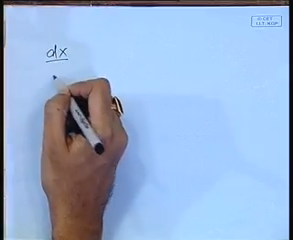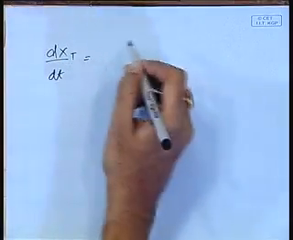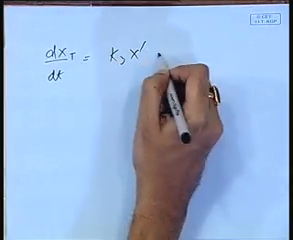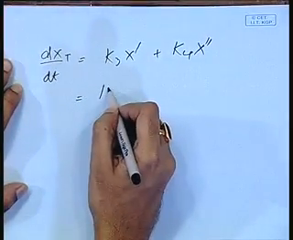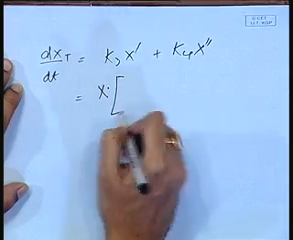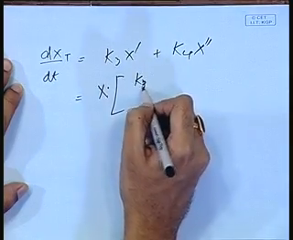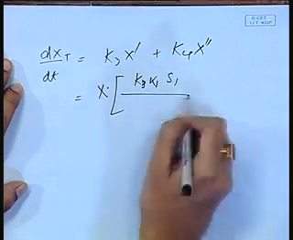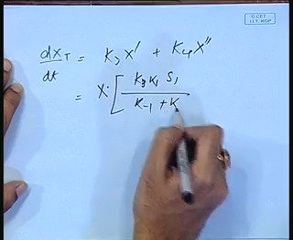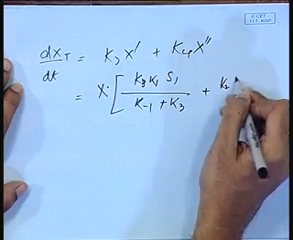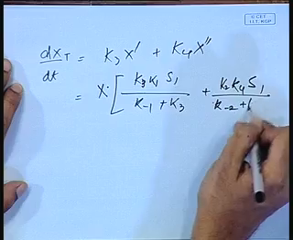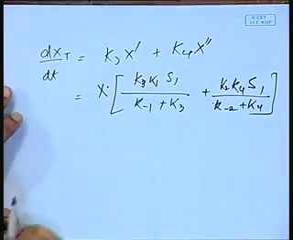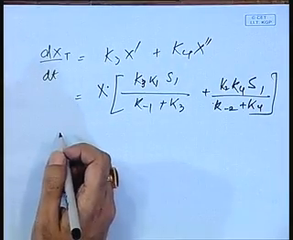So dx/dt equals k3 x prime plus k4 x double prime. So this you replace, as soon as you replace, you get x times this number k3. Fine. Now what you do is, let's go to the slide.